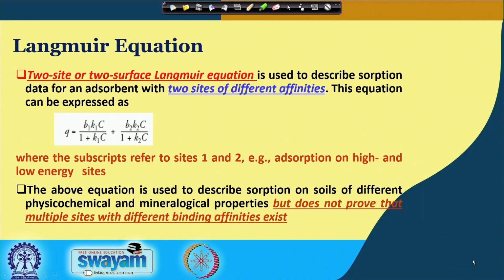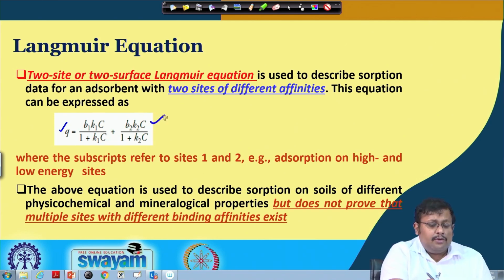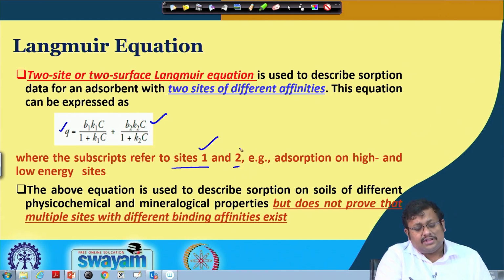The Langmuir equation can also be valid for two sites or two surfaces. In the case of two sites, the Langmuir equation is used to describe sorption data for an adsorbent with two sites with different affinities. Now, this equation can be expressed as Q = B1 K1 C / (1 + K1 C) + B2 K2 C / (1 + K2 C). The subscripts refer to site 1 and site 2.